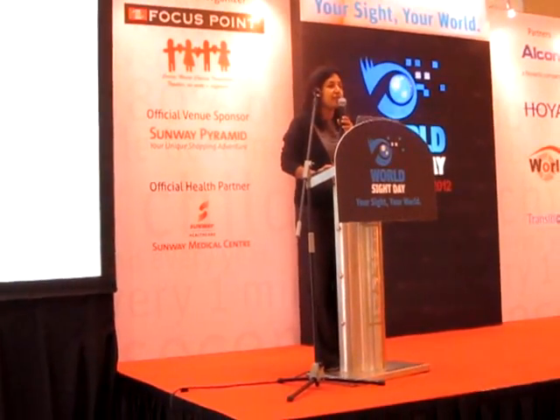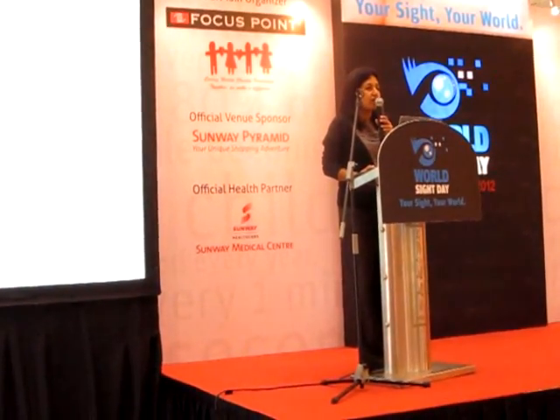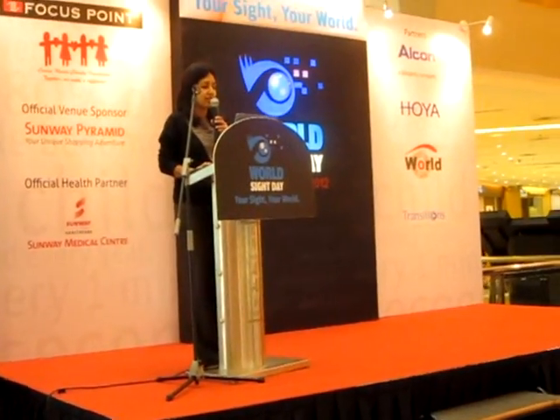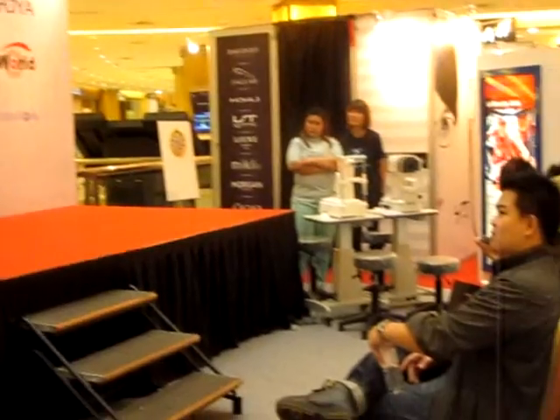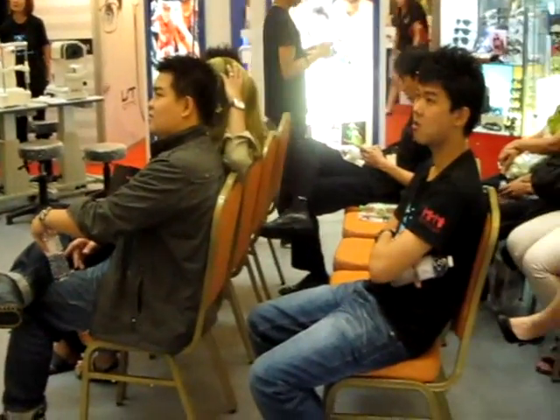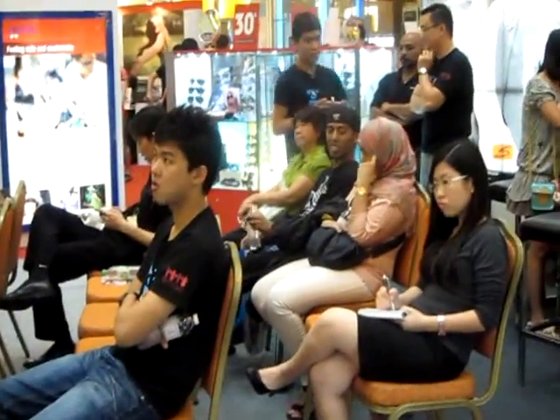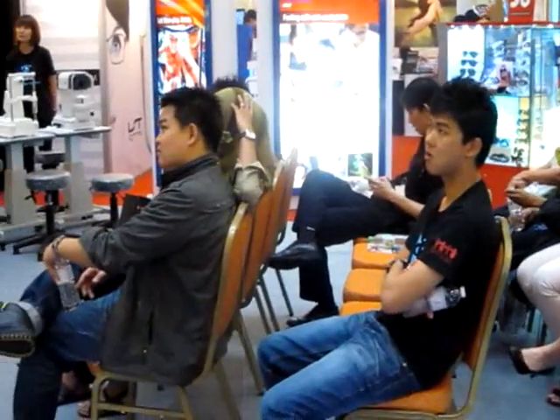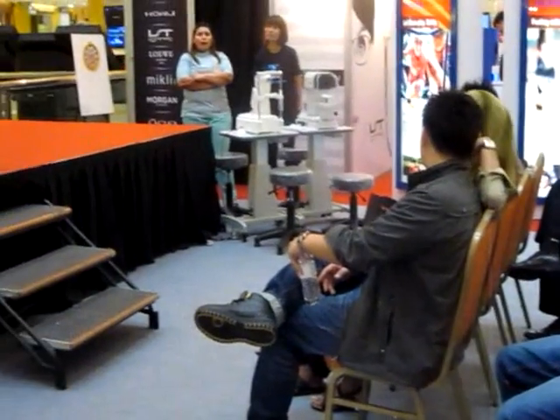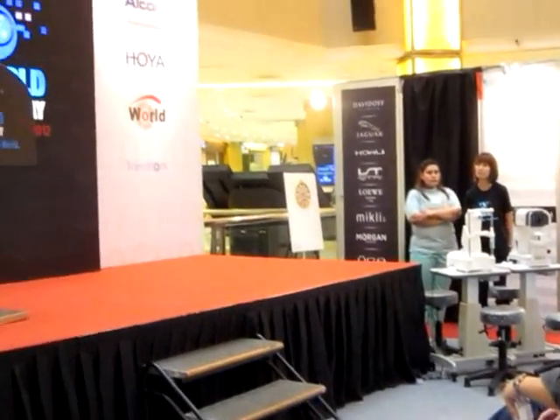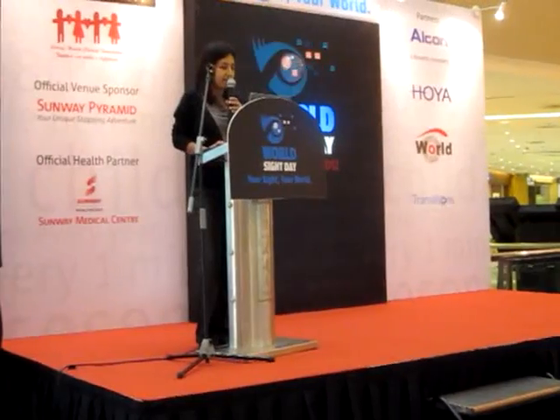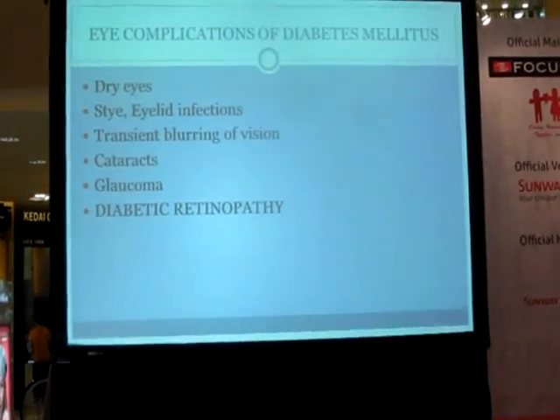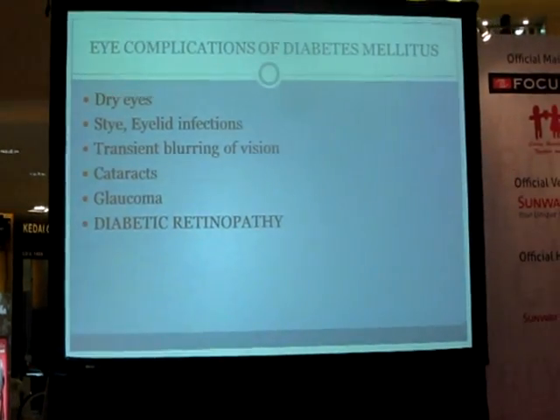Then you can get lid infections like styes or swelling on your eyelid that needs to be treated with antibiotics, more common in diabetics. Of course, sometimes you have blurring of vision when your blood sugar is high. And some people first know that they have diabetes when they have blurring of vision and they go and check with the doctor and find out that they have diabetes. Cataracts and glaucoma you will hear about in other talks. And I just want to focus on diabetic retinopathy, which is damage to the retina due to diabetes.